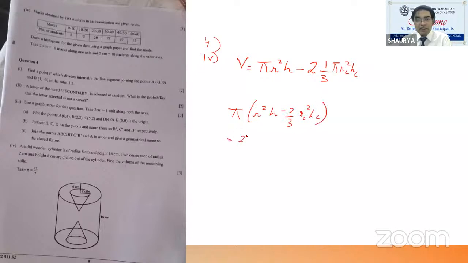We can plug in the values. Again, it's 22/7. The radius of the cylinder is 6 squared, into height 16, minus 2/3. RC, the radius of the cone, is given as 2 centimeters. That will be 2 squared, multiplied by the depth of each conical depression, height 6 centimeters. 2 cones, each of radius 2 and height 6 centimeters. Okay, this is 6. Done. We have all the data put in.